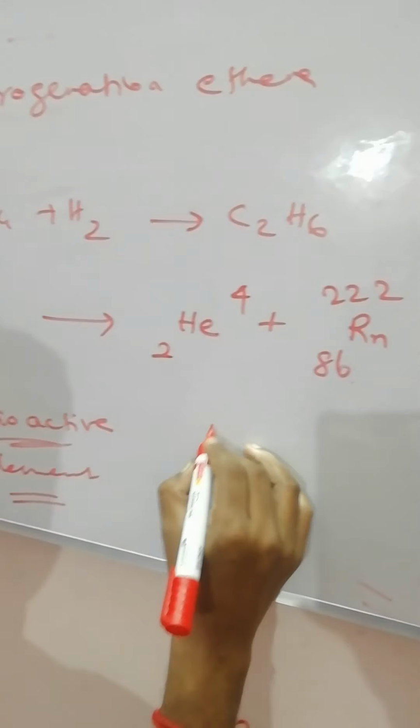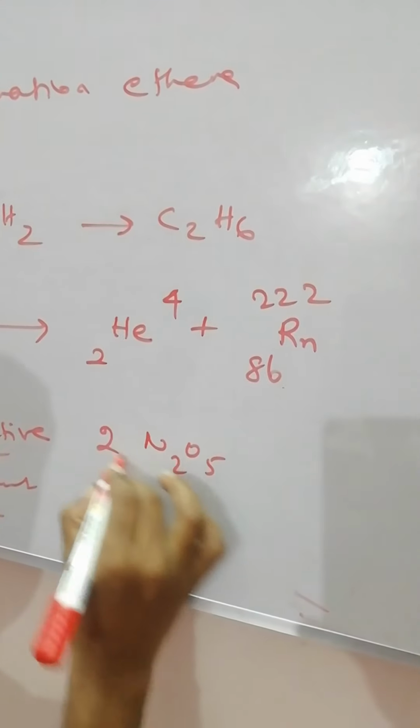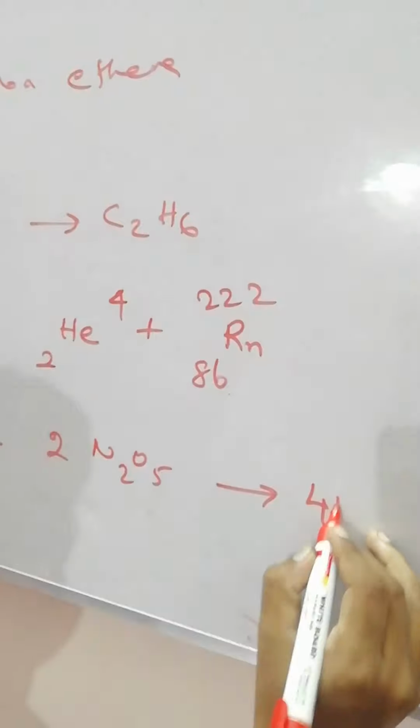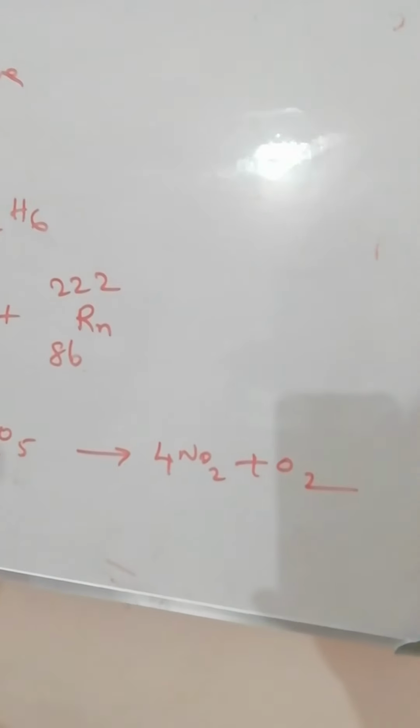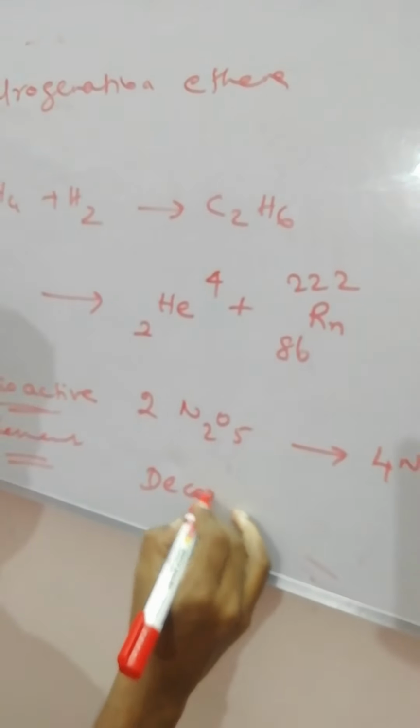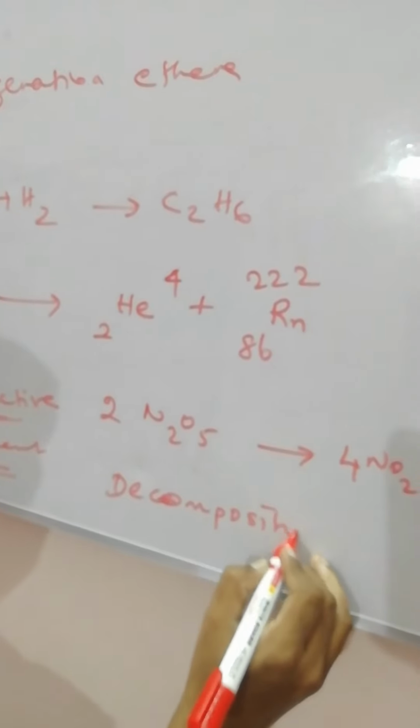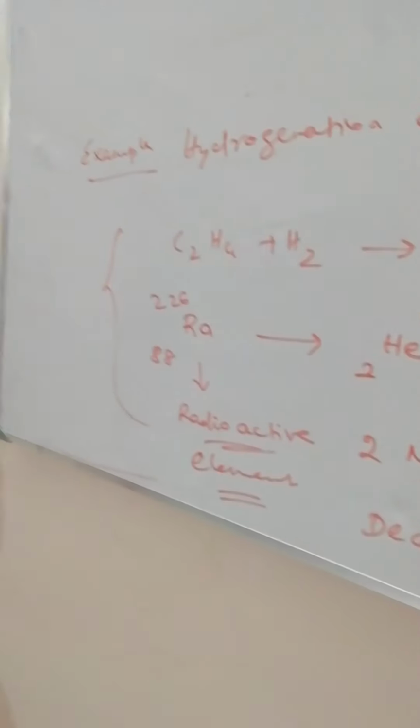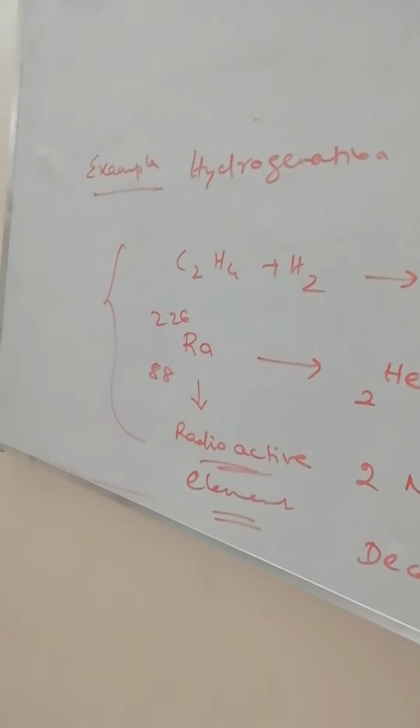Next, decomposition of N2O5: 2N2O5 gives 4NO2 plus O2. This is an example. Decomposition of N2O, nitrous oxide, laughing gas, is also an example of first order rate equation. These are all examples of first order rate equation.